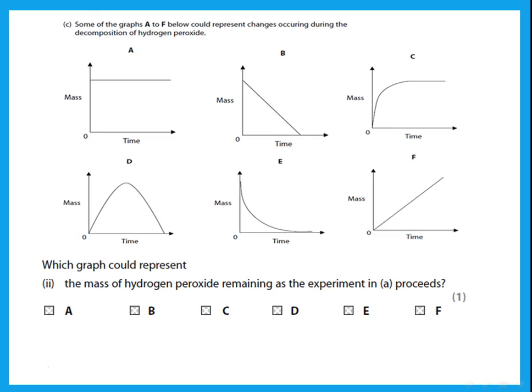These are the same graphs, and the next question asks which graph could represent the mass of hydrogen peroxide as the reaction proceeds. So what is happening to the mass of the hydrogen peroxide? It is being used up, so the mass should decrease until there is no more hydrogen peroxide. So which graph tells you that? Graph E. Do you understand that?